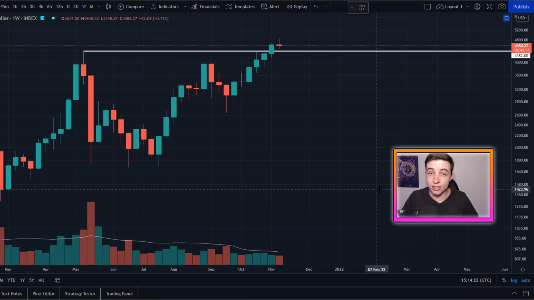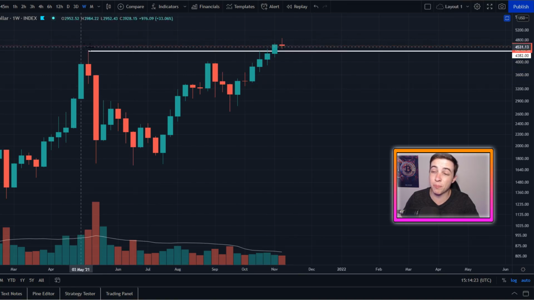And a sideways consolidation or a slight pullback to the downside in the Ethereum price over the next 1 to 2 weeks is exactly what we'll need to play out a huge fractal on the weekly time frame for Ethereum. So this is the weekly chart for Ethereum versus US dollar. And this white horizontal line just here is the previous all-time high that we set back during May this year.